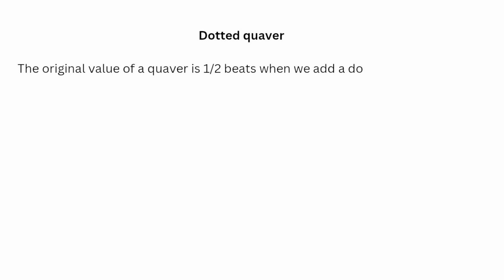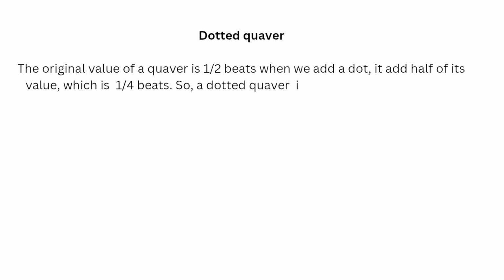Now the last one is dotted quaver. The original value of a quaver is 1 by 2 beats. When we add a dot, it adds half of its value, which is 1 by 4 beats. So a dotted quaver is worth 1 by 2 plus 1 by 4 is equal to 3 by 4 beats.